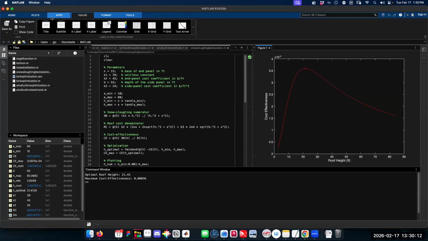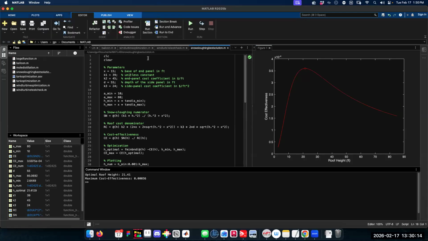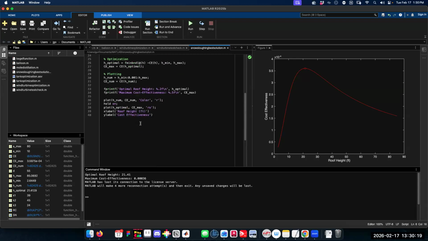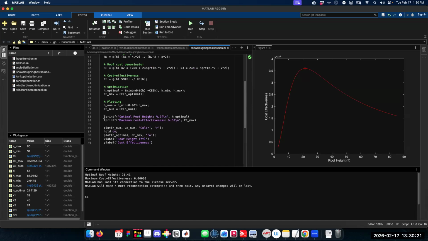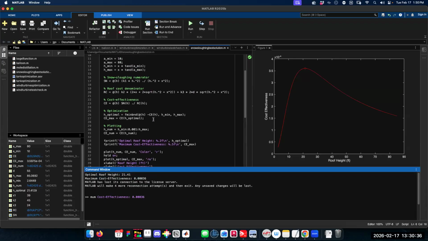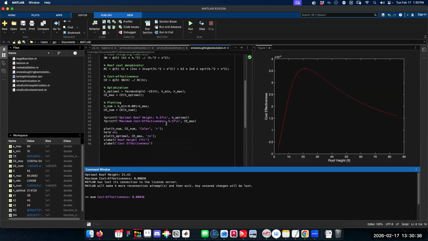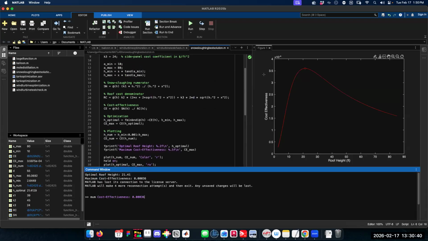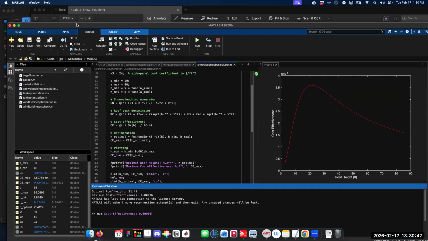And if I run it, oh here we go. When I run it, it states it here with this print function: optimal roof height 21 feet, and the max cost effectiveness here, 0.0036. So it's the height, max height. Okay, we'll just go through the steps of how to get this graph from all the algebra.